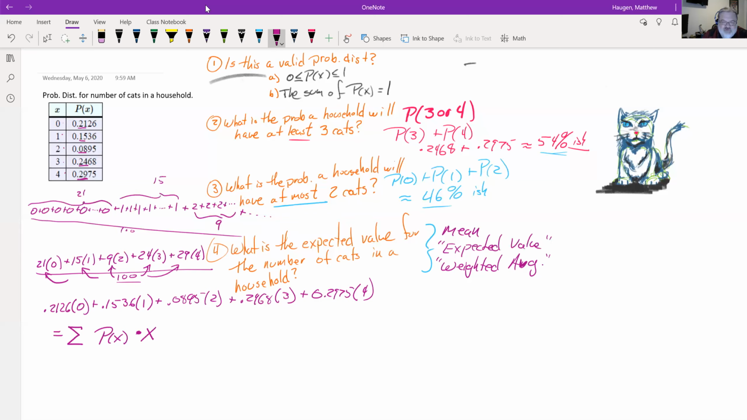So if we want to find the average number of cats we expect to find in a house, or the expected value, or the weighted average, whatever you want to call it, multiply the individual probabilities by those values, add them up, that'll give us our expected value. So take a minute and do that and tell me what you get. Add up all those products and see what we get for the expected number of cats in a household in this community.